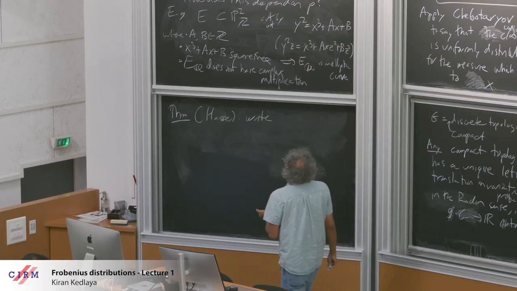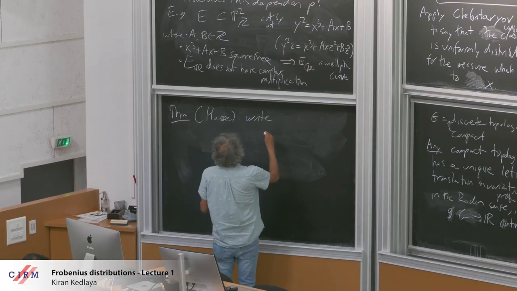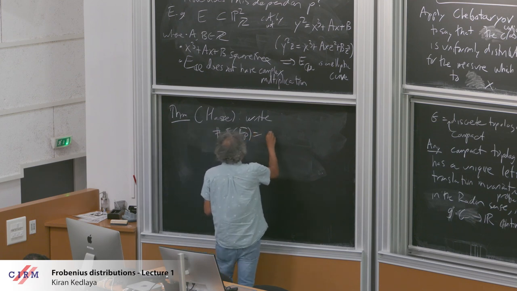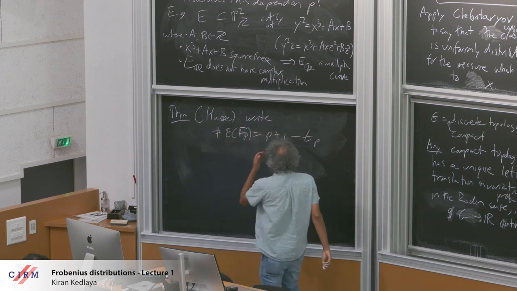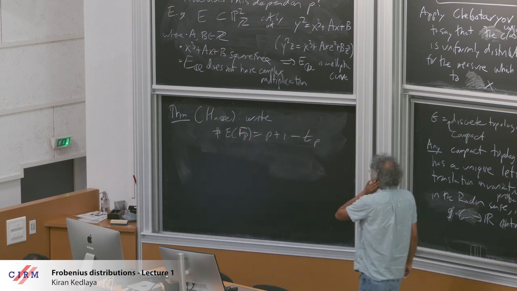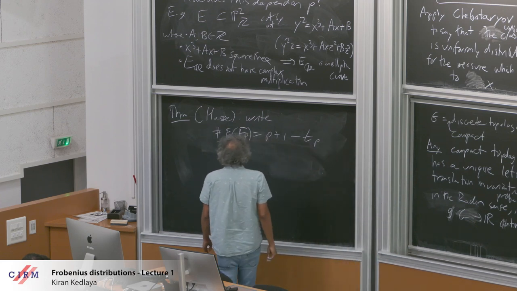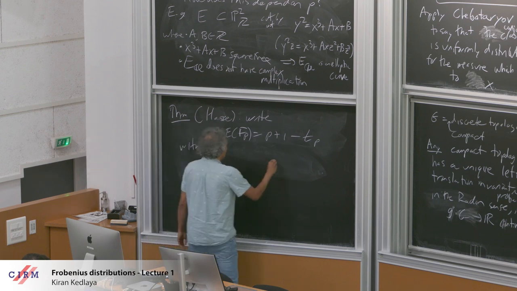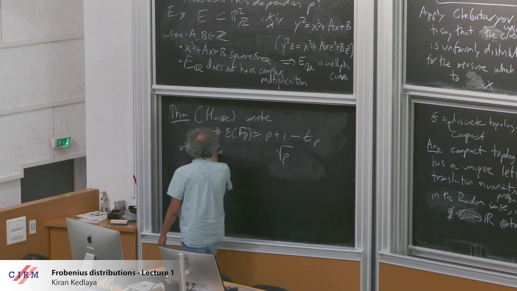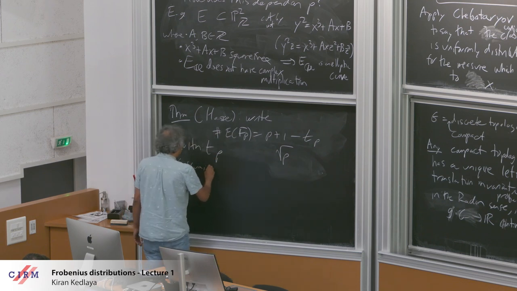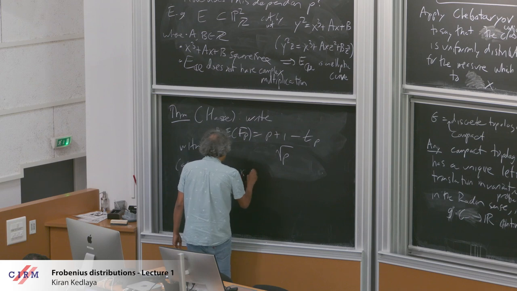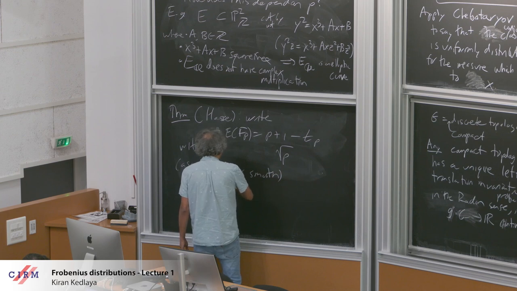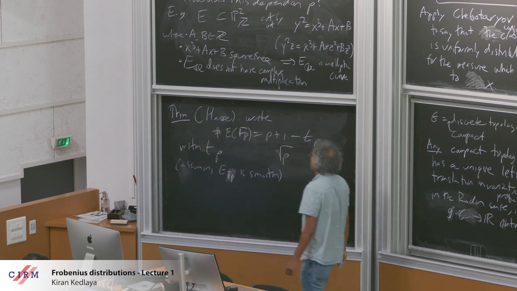So if you imagine the central limit theorem, it would suggest that I should write the number of FP points of this scheme as P plus one minus TP. And then this thing should somehow be related to square root of P, at least if I avoid bad primes. So I want to assume that the reduction of the base change of E to FP is smooth.